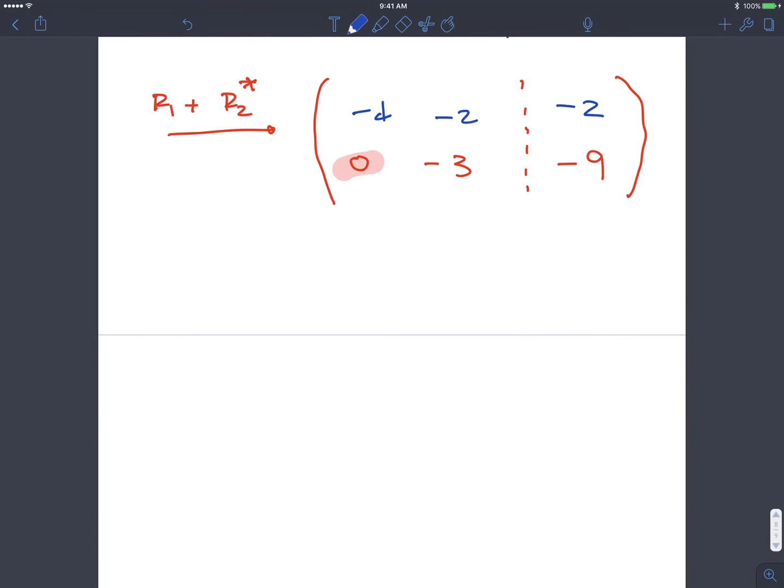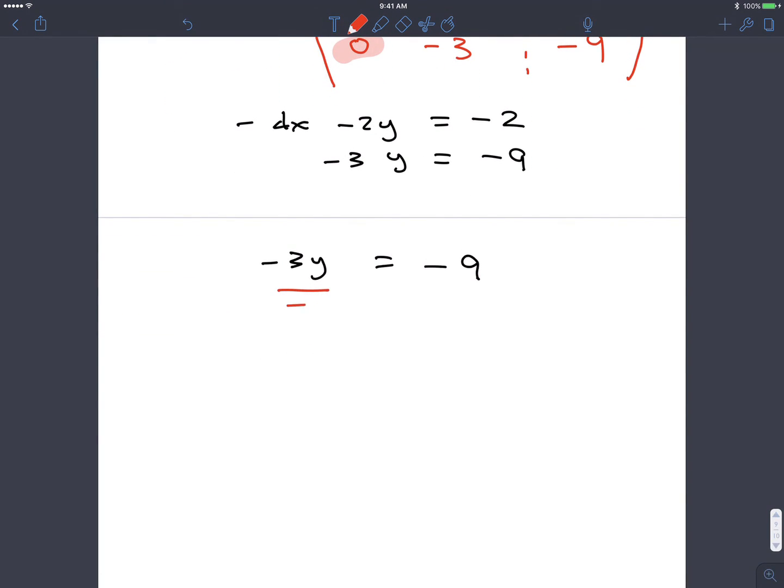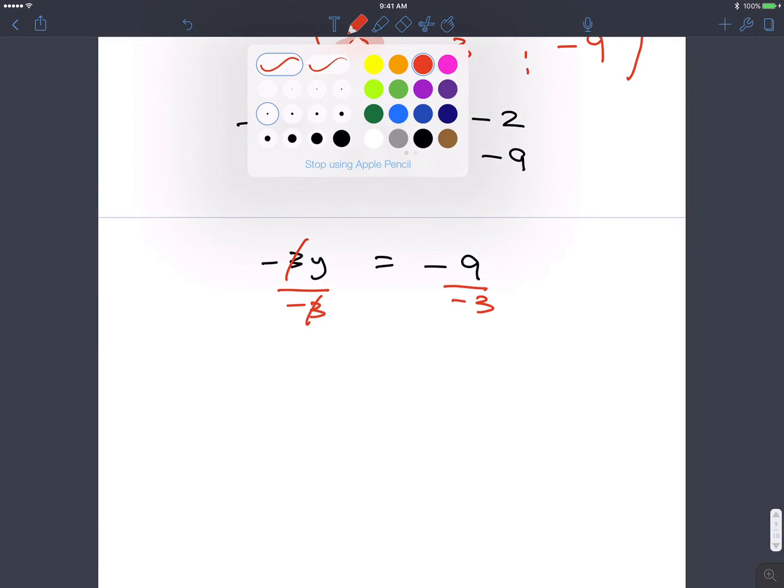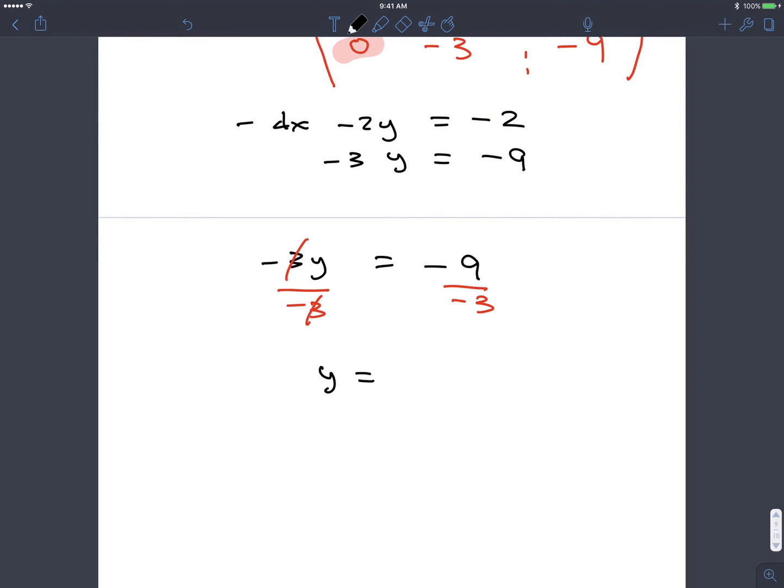Okay, let's use this. Here's what this means. Negative 4x minus 2y is negative 2. Negative 3y is negative 9. When I solve negative 3y being negative 9, I divide negative 3 to both sides. Goes away. Negative divided by a negative is a positive. So y here is 3.